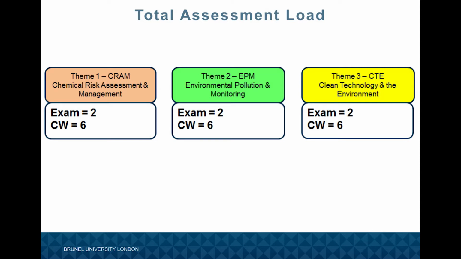It doesn't really matter which themes you are going to select. If you look at the total assessment load, you will have 2 exams and 6 pieces of coursework for chemical risk assessment and management, 2 exams and 6 pieces of coursework. For pollution and monitoring, again 2 exams and 6 pieces of coursework. And the third one is green technology and the environment, 2 exams and 6 pieces of coursework.